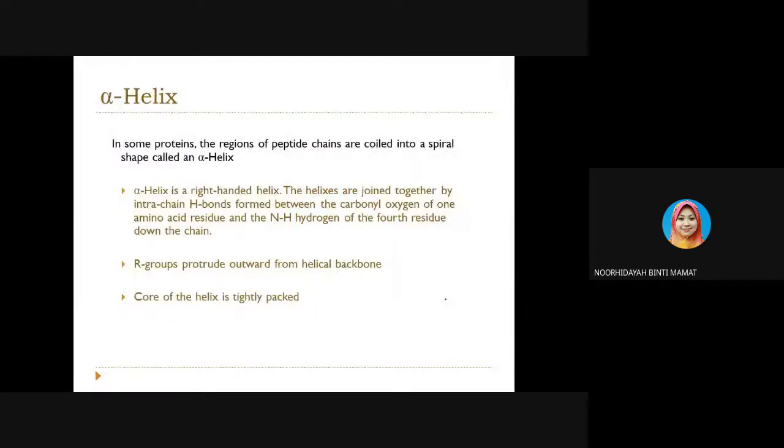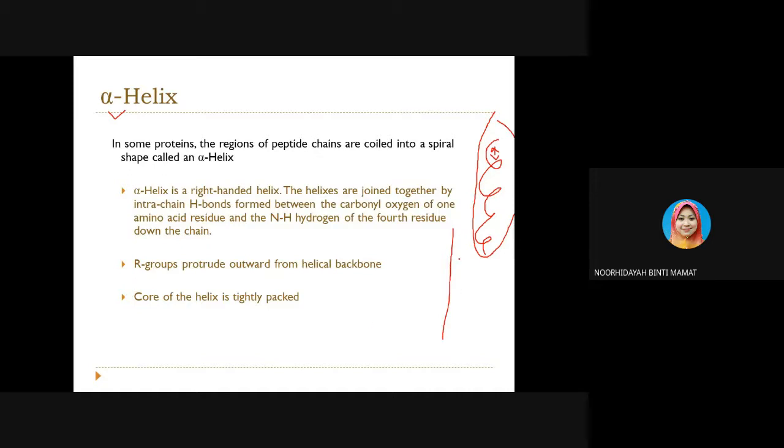So we go one by one through the secondary structures of protein, and the first one is the alpha helix. In some proteins, the regions of peptide chains are coiled into spiral shapes. This is what we call the alpha helix secondary structure. The alpha helix is a right-handed helix, and the helix is held together by intra-chain hydrogen bonds between the carbonyl oxygen of one amino acid residue and the amino hydrogen of the fourth residue down the linear chain.